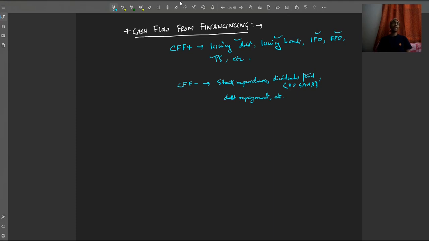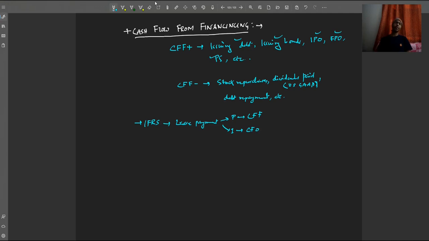Certain accounting changes have happened in IFRS. Because of these changes, if there is a lease payment happening, there are two portions to it. One is the principal, another is the interest. The interest portion is basically an operating aspect, and the principal portion is a financing aspect. So this is a new phenomenon in IFRS.